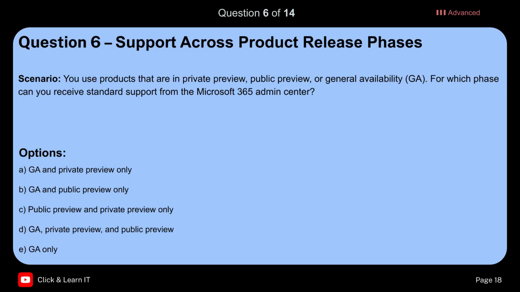Question 6. You use products that are in private preview, public preview, or general availability. For which phase can you receive standard support from the Microsoft 365 Admin Center? Options include combinations of these phases or GA only.